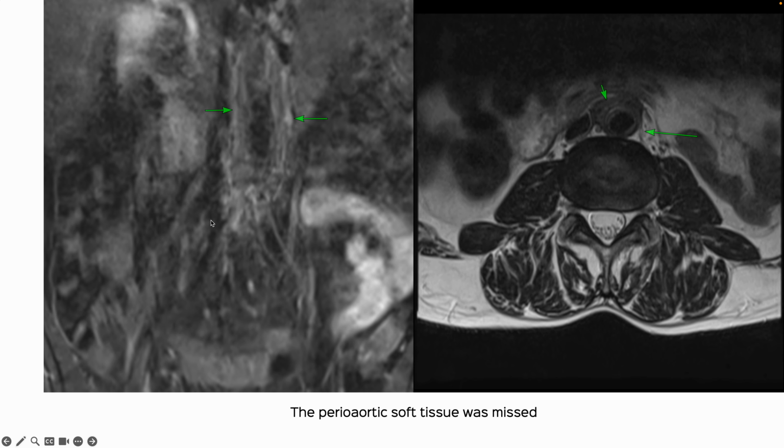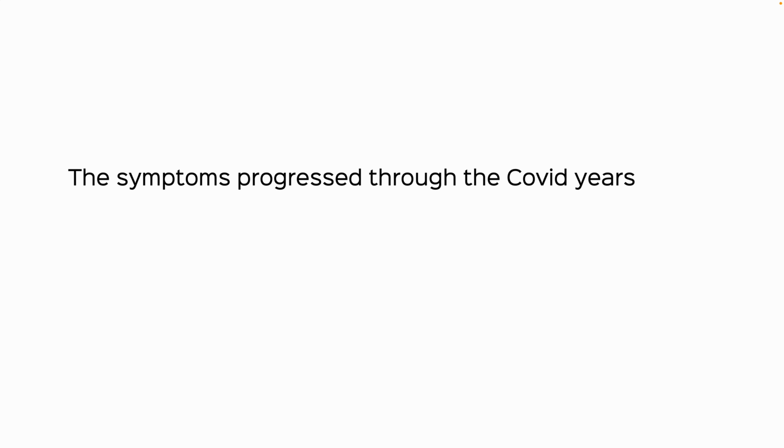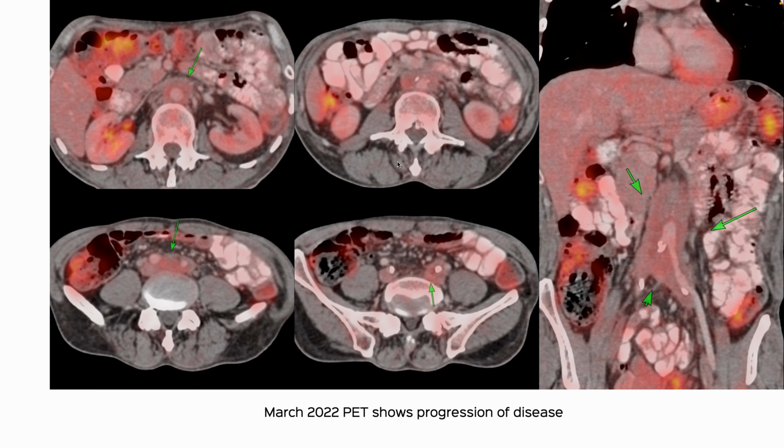So, this is a 63-year-old who presented with backache in January 2020 and had an MR. Retrospectively, we can see this periaortic soft tissue, which was missed at the time. Symptoms progressed through the COVID years, and then he had a CT scan sometime in 2022 that showed disease around the aorta. So he came for a PET CT.